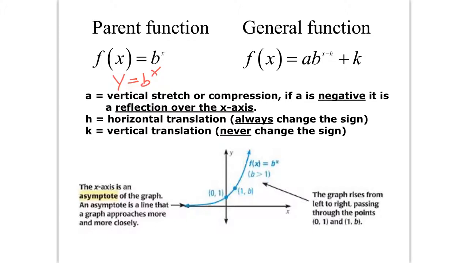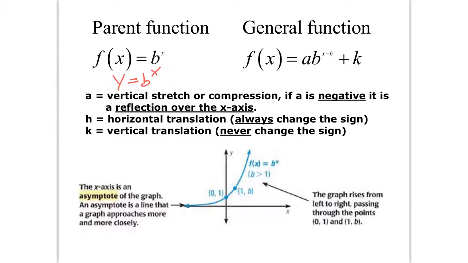So the difference is this one doesn't have an a, this one doesn't have an h, and this one doesn't have a k. Well, it actually has an a here, but we don't see it. It is an invisible one. So if people ask you, well, what is the a value here? You can say 1, but mathematically a has to be greater than or less than 1. But we don't have an h and we don't have a k here.